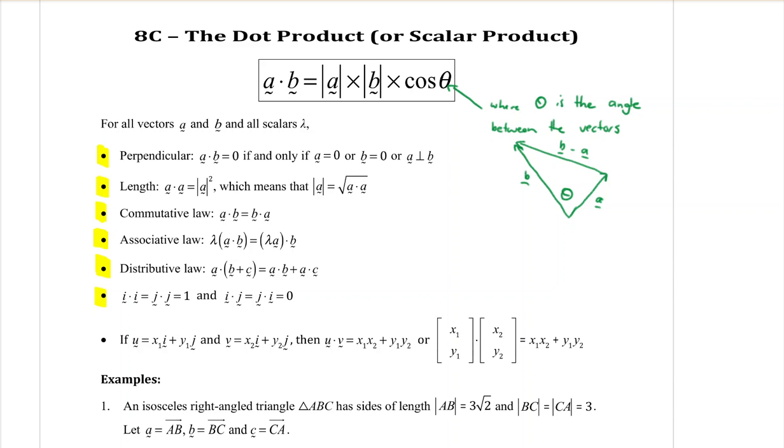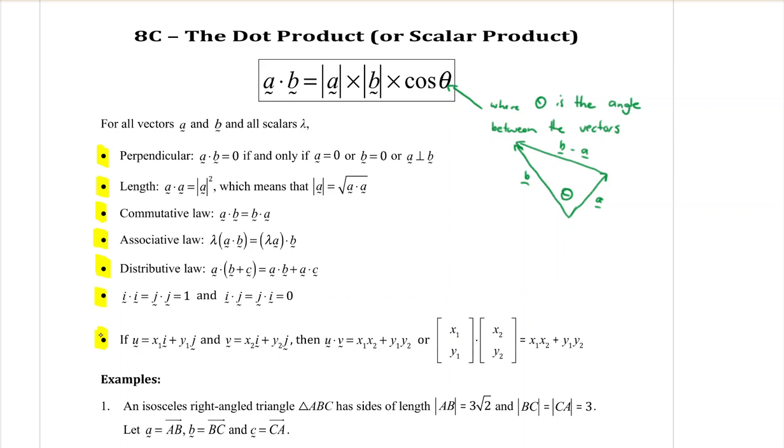And since i and j are specifically letters given to the x-axis and the y-axis, when we multiply them together, they're going to be perpendicular, which means that they will also give 0. Okay? Yes? All right.